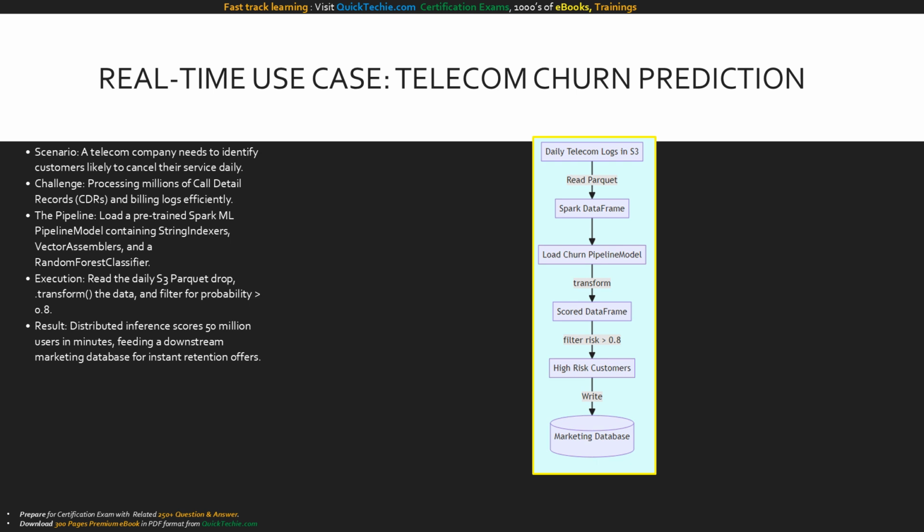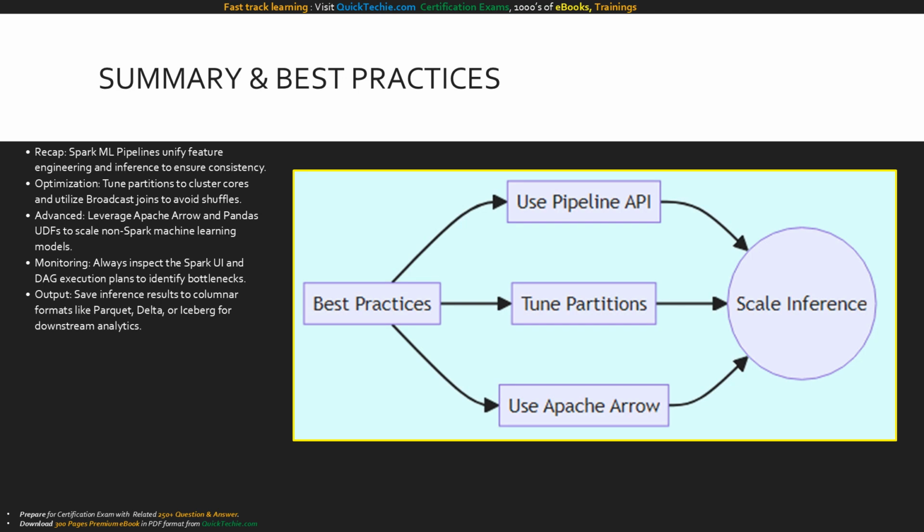Let's summarize our journey and review best practices. We learned that Spark ML pipelines are critical because they unify feature engineering and model scoring, guaranteeing consistency in production. To optimize, you must tune your partitions to your cluster cores and eliminate network shuffles by broadcasting small lookup tables.